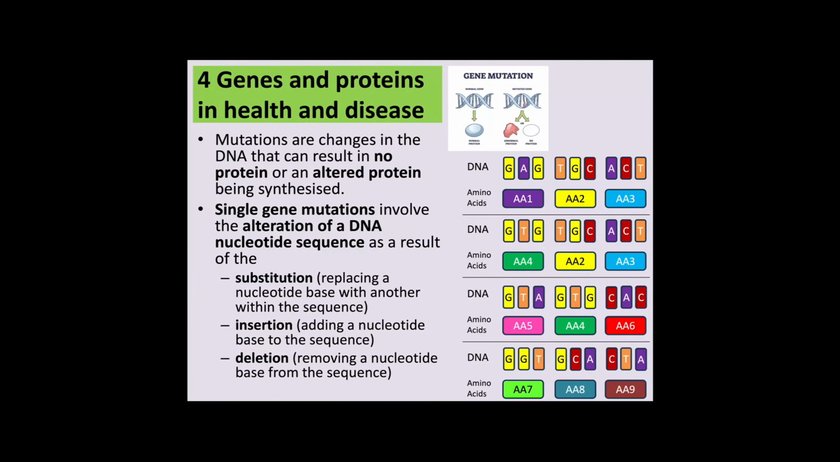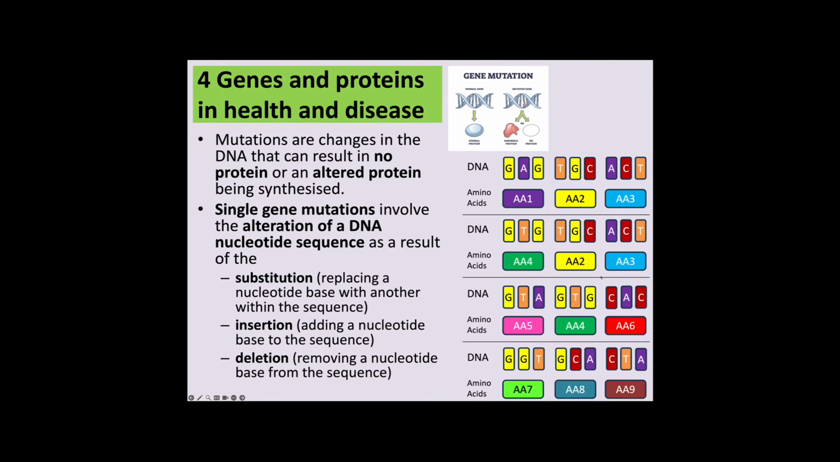So we're going to be looking at different types of mutations and how they impact the production of proteins. We're going to kick off with the single gene mutations first of all. Now, single gene mutations are ones which involve the alteration of a DNA nucleotide sequence. A nucleotide base is altered in the sequence, and that can either have minimal impact or quite a large impact depending on the type of alteration that occurs there. So we're going to look at three different ones, and we're going to look at the varying impacts of each of them as well.